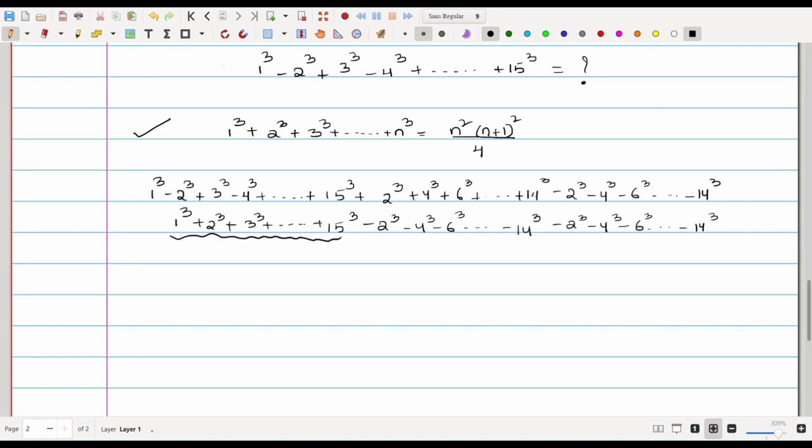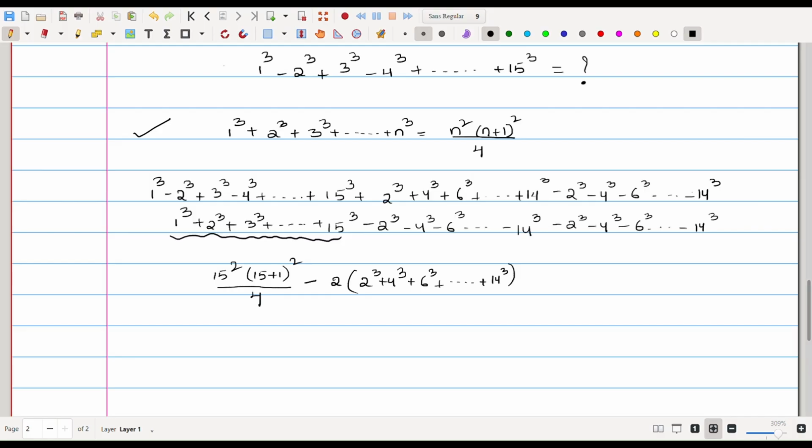Here the n value is 15, so this is 15 square into 15 plus 1 whole square by 4, minus 2 cube minus 2 cube, minus 4 cube minus 4 cube. Every term is repeating 2 times, so I am taking 2 in front, and it becomes 2 into 2 cube plus 4 cube plus 6 cube and so on up to 14 cube.